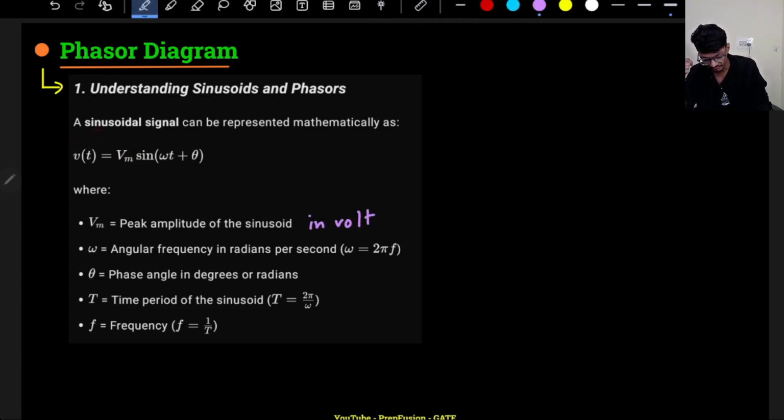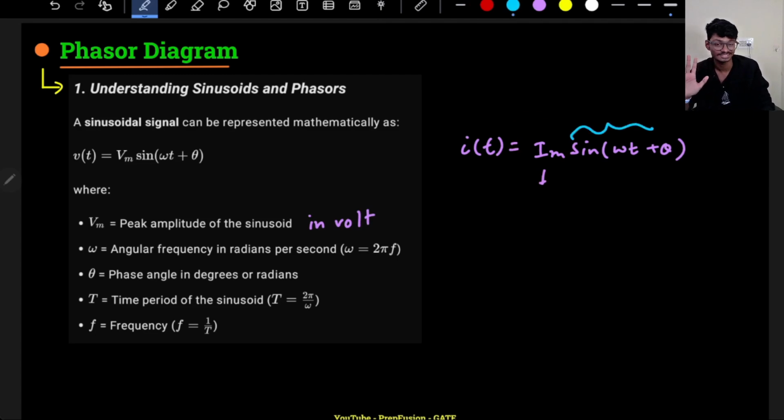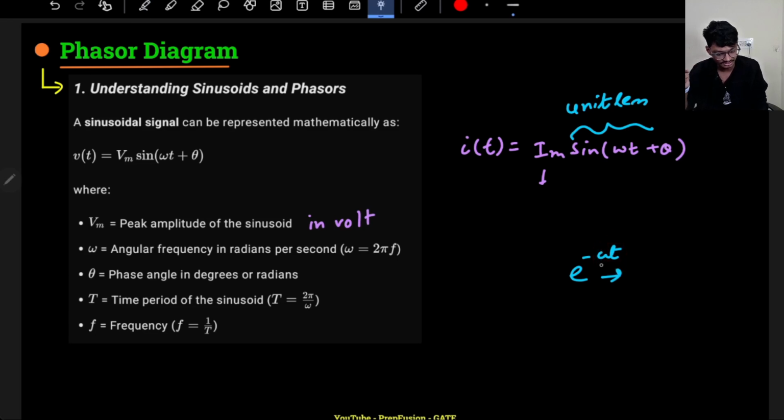Let's say if I had written i(t) equals Im sin(omega t plus theta), then the unit of Im will become amperes. So the unit will change depending on what quantity I am representing. Whatever is inside the sine is unitless. Anything like e raised to the power minus at is also unitless. Time has a unit of seconds that cancels out with a, and a will have a unit of second inverse, so that the units cancel. Basic units and dimensions. I hope this is clear.